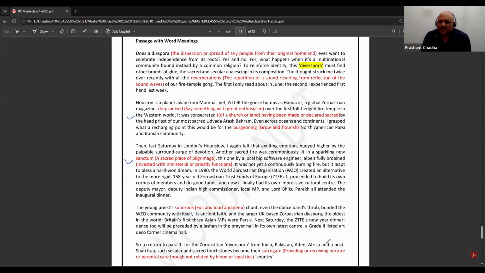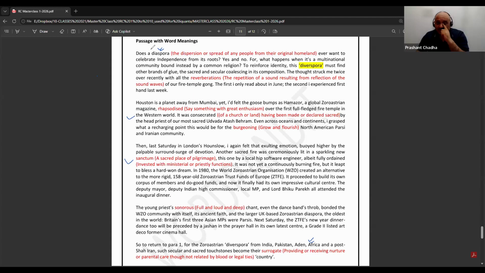What have these places become? This is the central point the author is trying to make. These places have become kind of a meeting spot for this diaspora, right? So does a diaspora ever want to celebrate independence from its root? So what is a diaspora? The people who go away from the original homeland. Like for example, we have the Gujarati diaspora, Punjabi diaspora in America, in Canada, etc., etc.